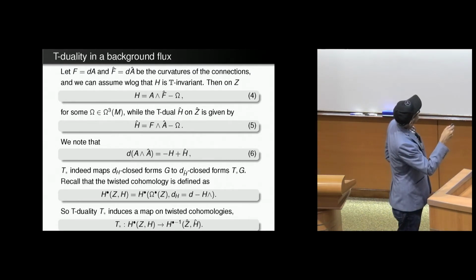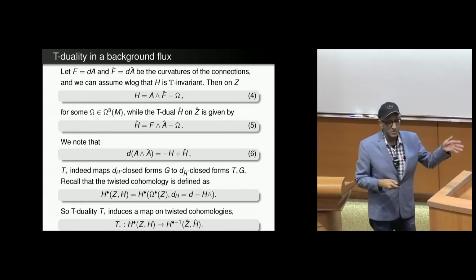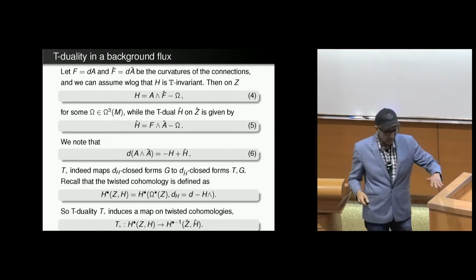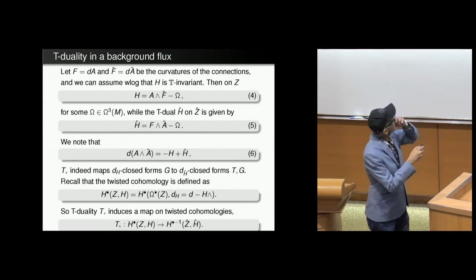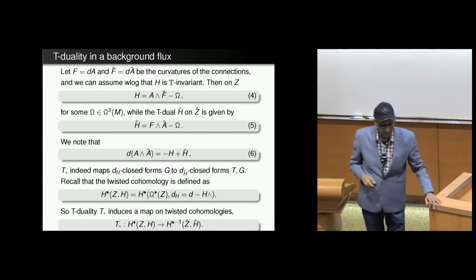So you can always assume that H is invariant. So the Lie derivative of H is 0. And then you also have another form, because you have this connection A, which is a global one form on Z. And you have the curvature of the connection A hat, which is a global two form on the base, and you just lift it up to Z. So I resisted putting all the pullbacks. And if you take the difference of these, you see that it's a basic three form.